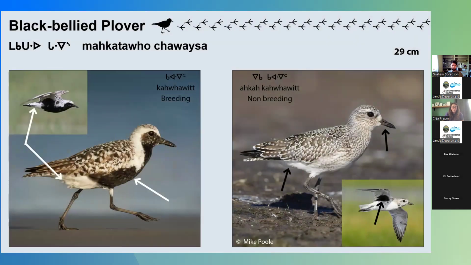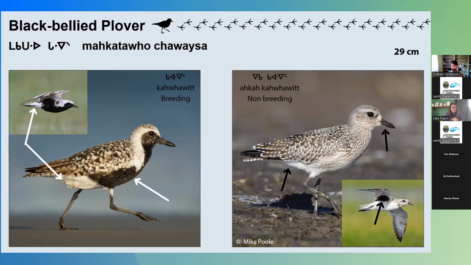First, the black-bellied plover. It's a pretty large and stocky plover with a really short and thick bill that's very typical of the plovers in general. They all have this kind of bill shape that is more thick than the other shorebirds.